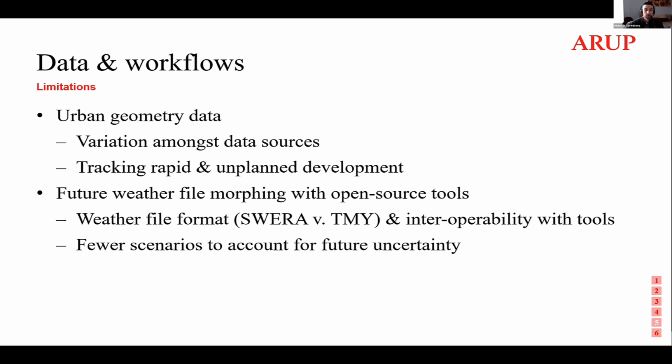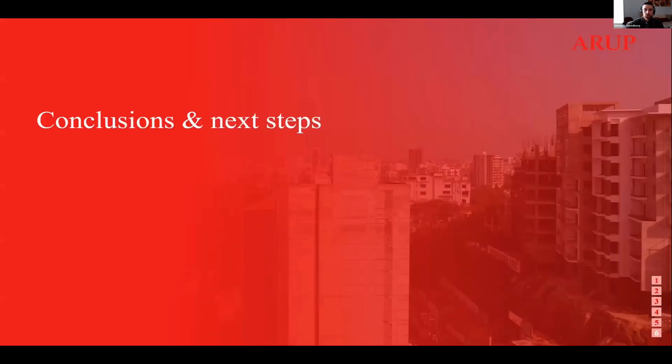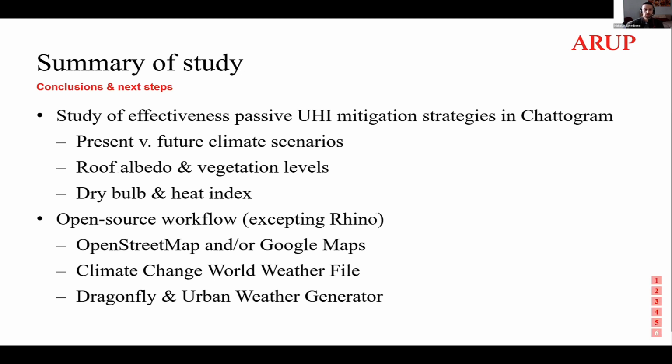Vegetation data was limited in parts of the city, and weather file availability and format didn't always play nicely with some of the open source tools and required a little bit of extra input from the modeler, so it slowed down modeling times. So, looking at these urban heat strategies, it looked at present versus future, these really simple inputs, roof albedo and vegetation levels, and some fairly simple outputs.